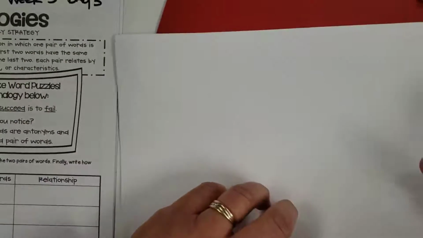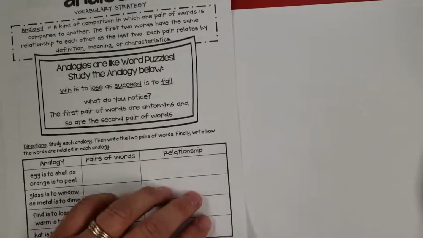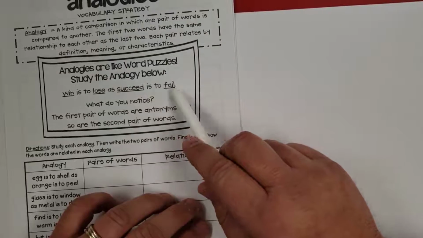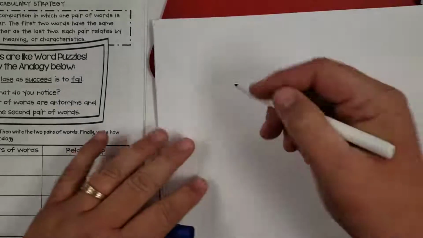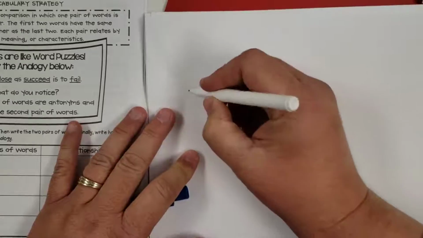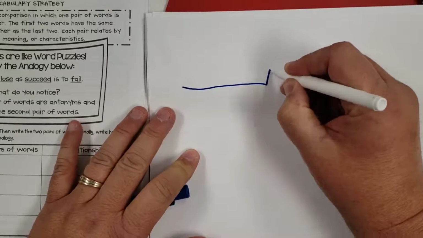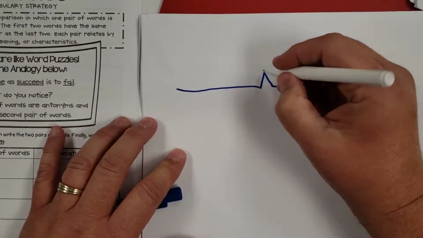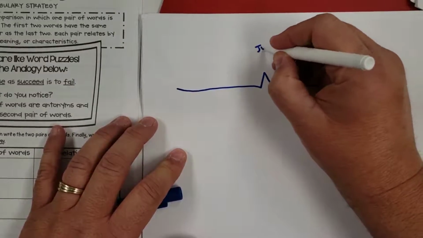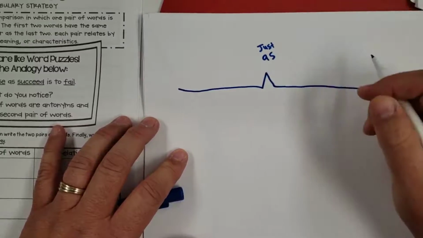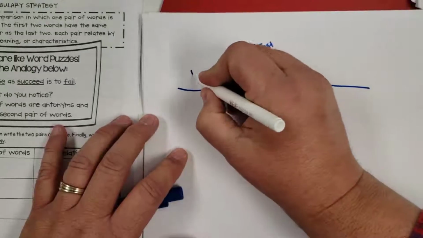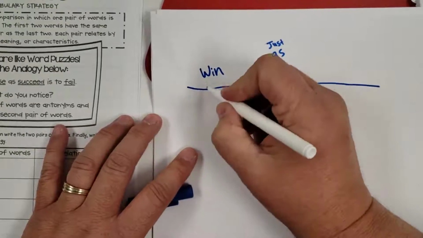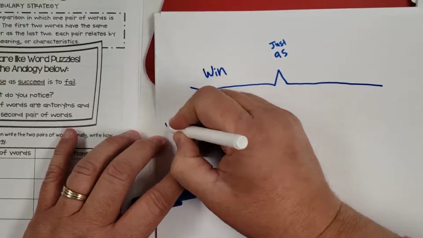Let's just look. The example that they give us is win is to lose, as succeed is to what? Sometimes it helps if you draw something called a bridge map, and it looks like this. And at the bump, you say the words "just as." So on this one, I would say win, and then we say the relating factor.